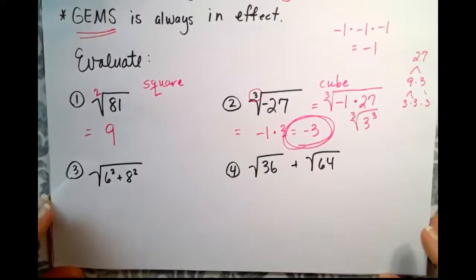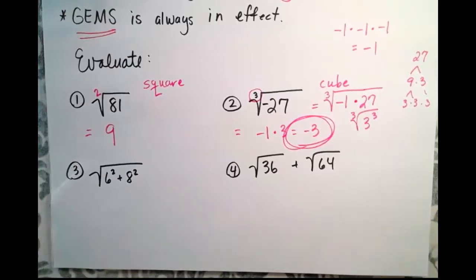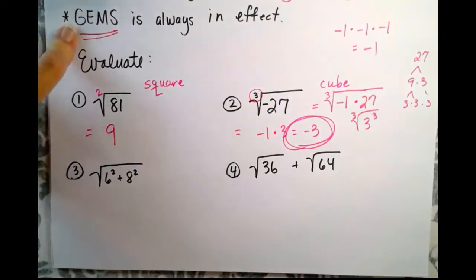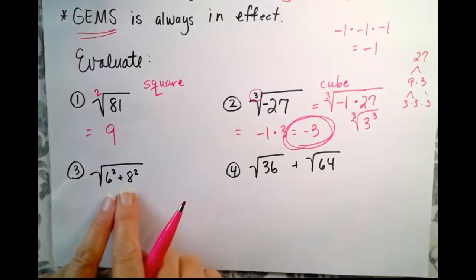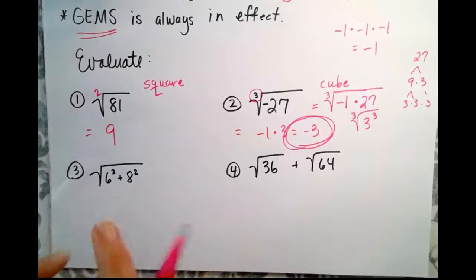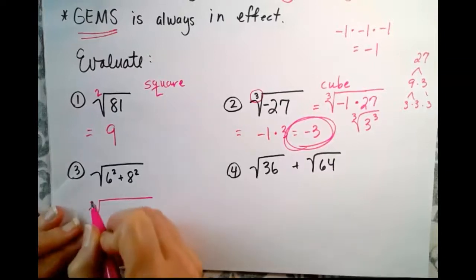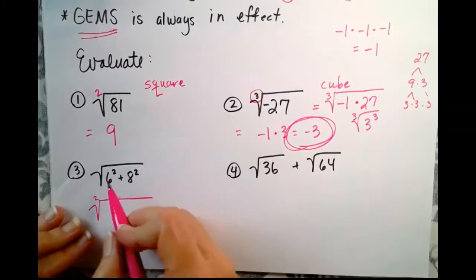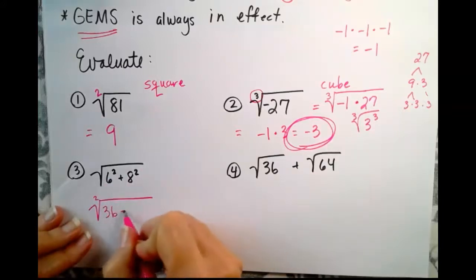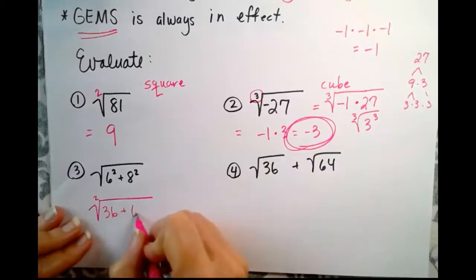So numbers 3 and 4 at the bottom are good examples to remind you once again that GEMS, or order of operations, is always in effect. So if the radical sign is a grouping symbol, then we need to look inside the grouping symbol first and simplify according to order of operations. So we've got a square root here, an index of 2, and underneath that radical we have 6 squared, which is 36, and 8 squared, which is 64.